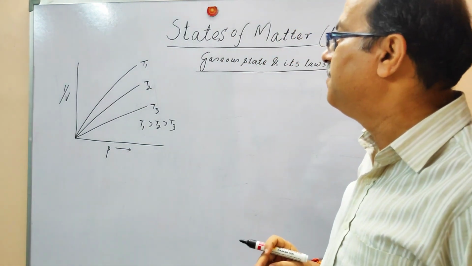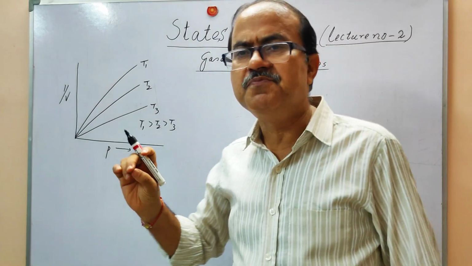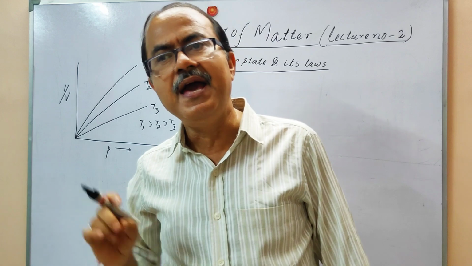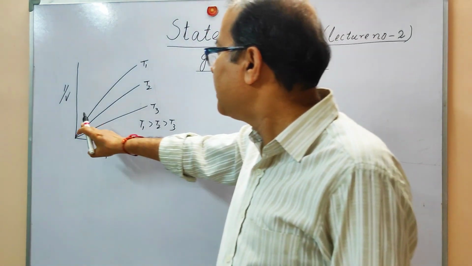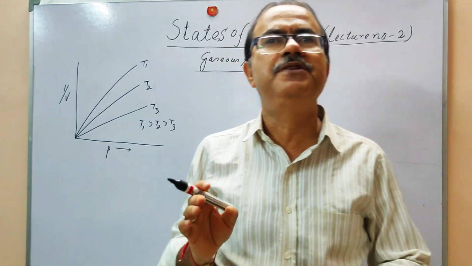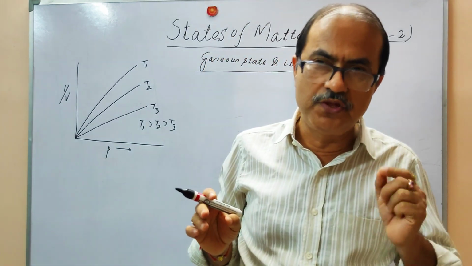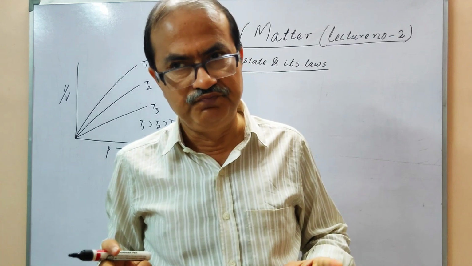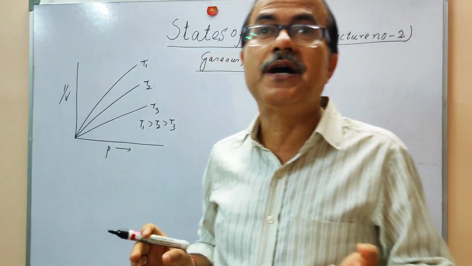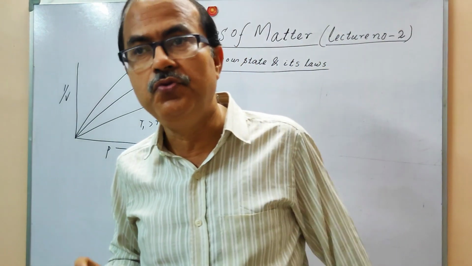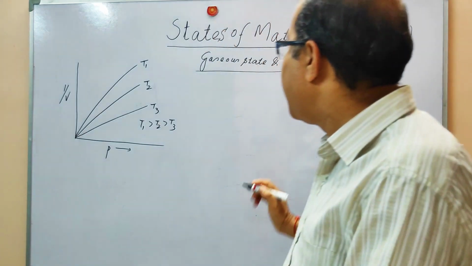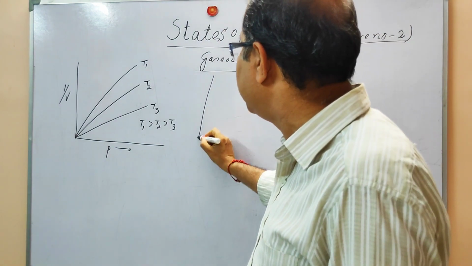It is observed that when the pressure is very high, this graph will not be a straight line. That means at very high pressure, gas will not follow Boyle's law. This will be discussed when we discuss real gases. At that time, we will discuss how it is so. So this is another representation, and we can represent it in another way also.